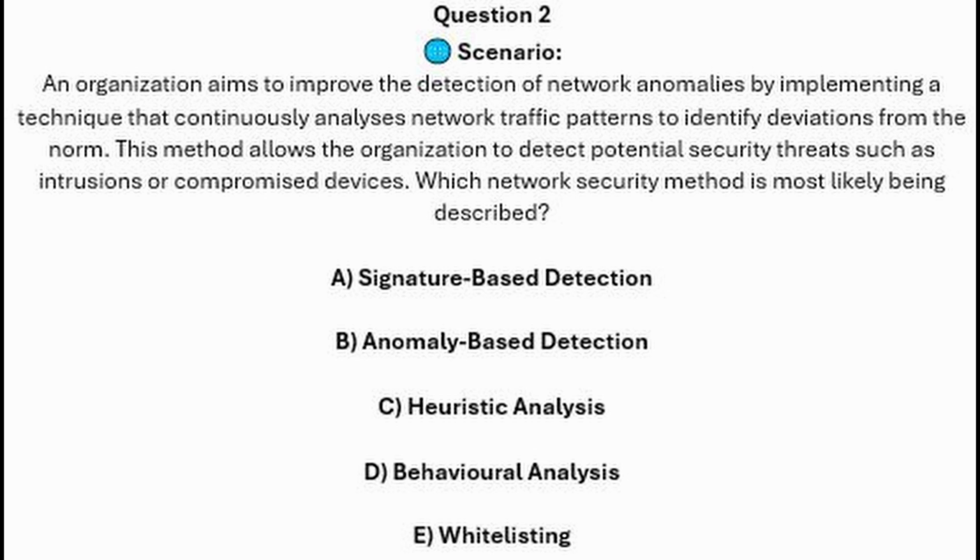Is it A, signature-based detection? Is it B, anomaly-based detection? Is it C, heuristic analysis? Is it D, behavioral analysis? Or is it E, whitelisting? You now have 5 seconds.